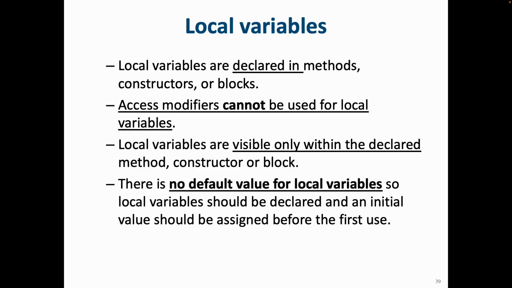Like if I define a variable within a for loop, I can only access it within that for loop. Or if in an if statement, I can only access it within that if statement. And they do not have any default value, which means that if I don't assign a value, I will get an error.